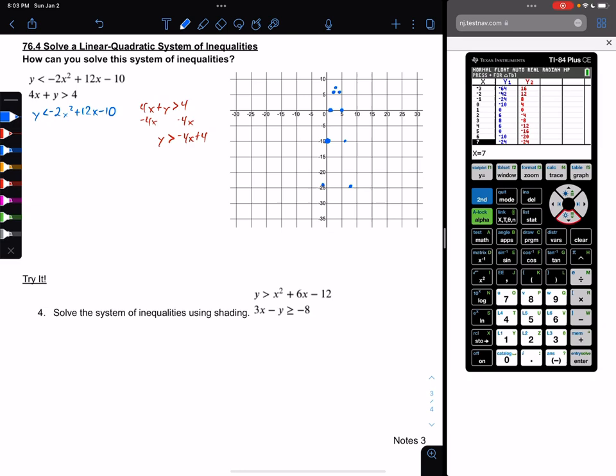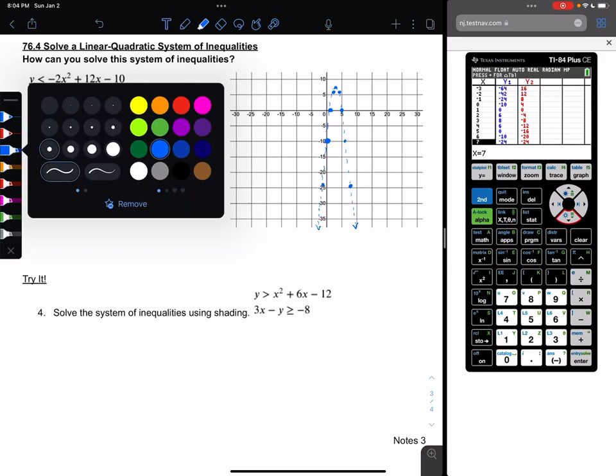Now, this is by no means a perfectly drawn sketch, but we're going to have to work with it. Since y is only less than negative 2x squared plus 12x minus 10, we do need to make this a dotted line. And that's going to be as accurate as we're looking to get right now. Not too bad. So let's continue on from there. We have the blue line, and I'll talk about the greater than, less than, where we're going to shade that in just a minute. Or you know what? Let's do it now.